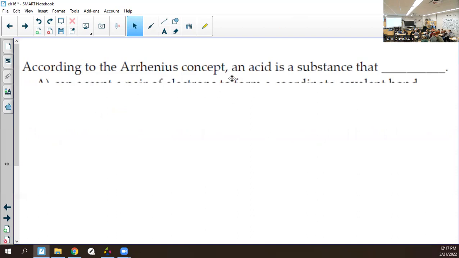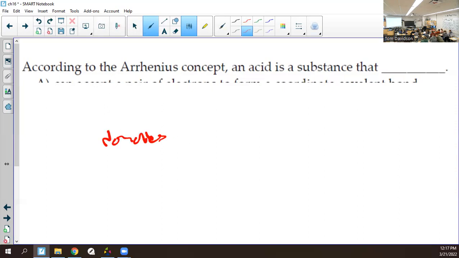According to Arrhenius' concept, an acid is a substance that donates a proton. It's a proton donor. Now, you weren't wrong, Seth, when you said H. That was correct to go to H plus.